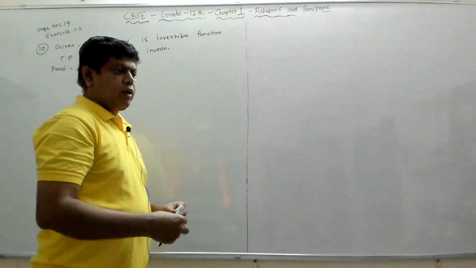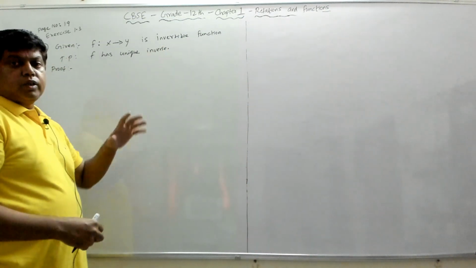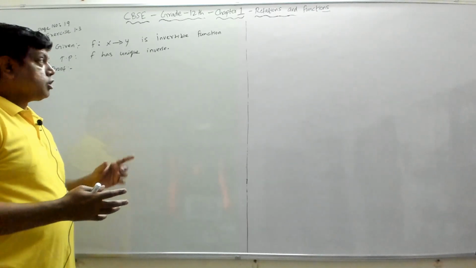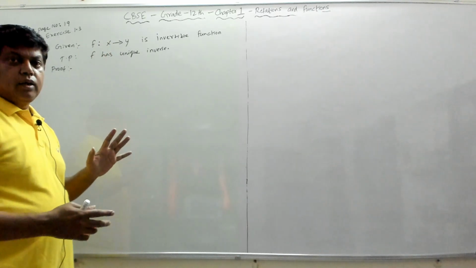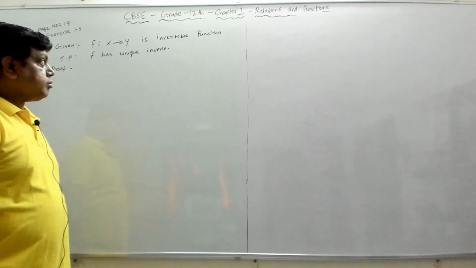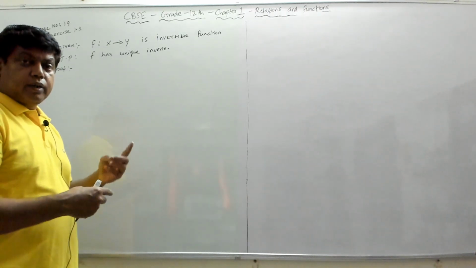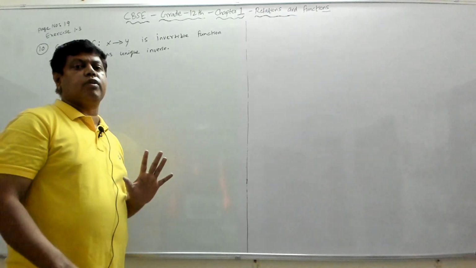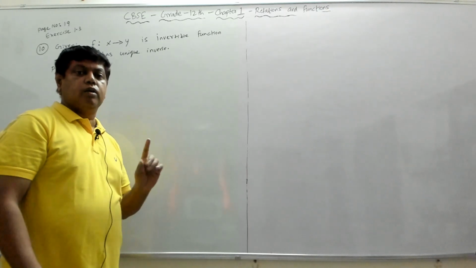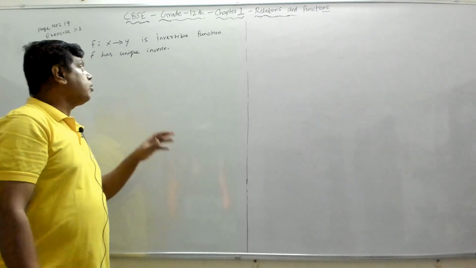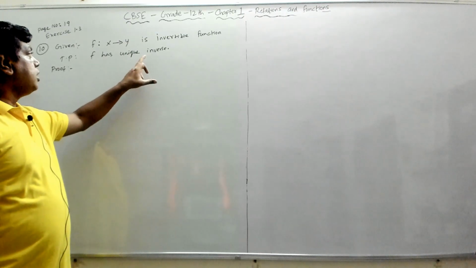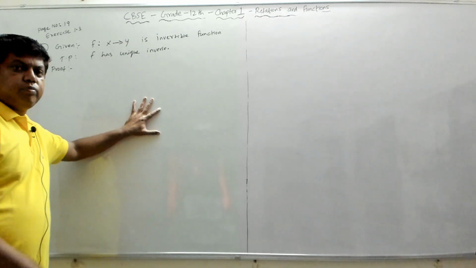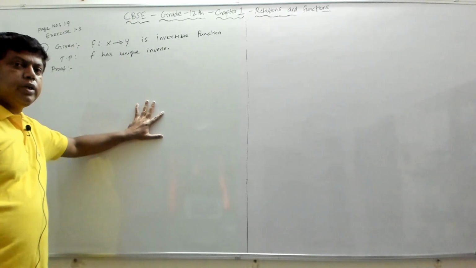Which means f is an invertible function, which means f has an inverse. That's what is given in the question. Since f has an inverse, then we should prove that that inverse function can be only one function. We cannot have two inverses for the same function. So that's what we have to prove: f has a unique inverse. And prove that f has a unique inverse.